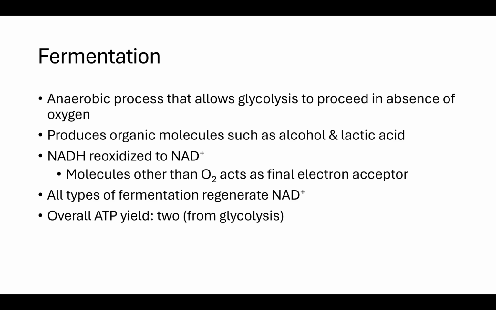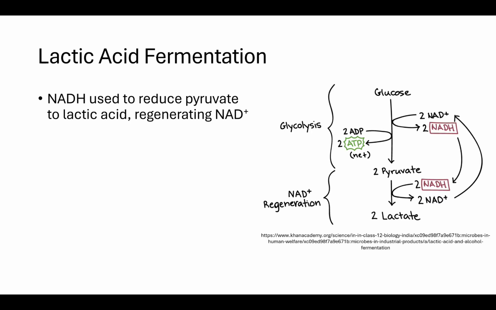to pick up some more high energy electrons. Without this final electron acceptor, your NADH would end up staying as NADH. You'd never have more NAD+, and so you wouldn't be able to continue picking up high energy electrons. This does not give you any additional ATP generated, so it's very low yield of ATP per glucose molecule.